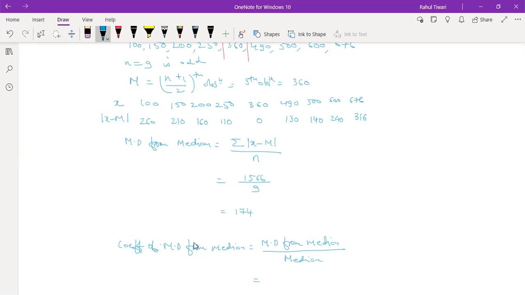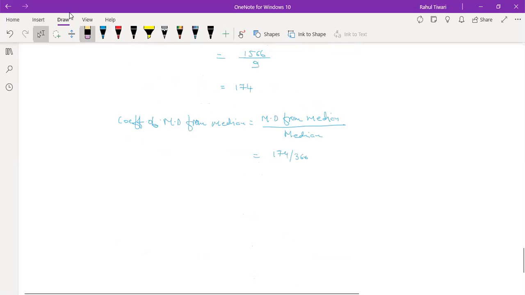So this is going to be what? This is 174 upon median, which is 360. You can just calculate. 0.486. So the answer becomes 0.4833. Any question to anyone?